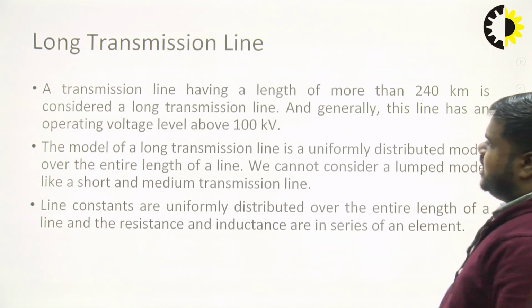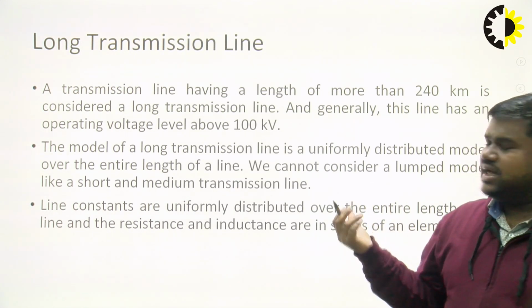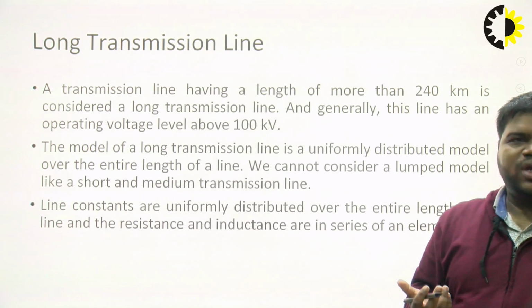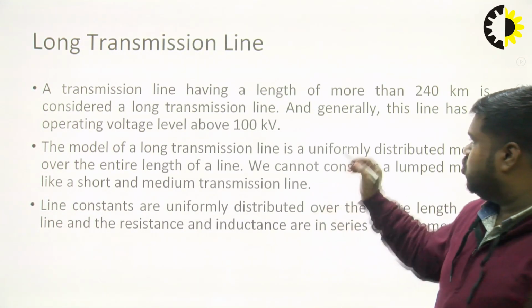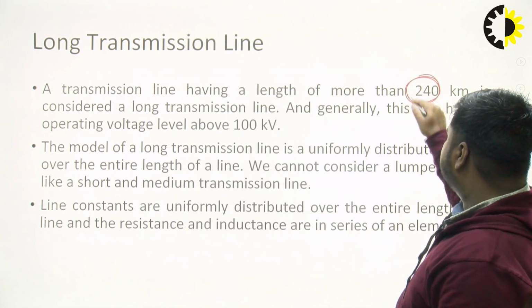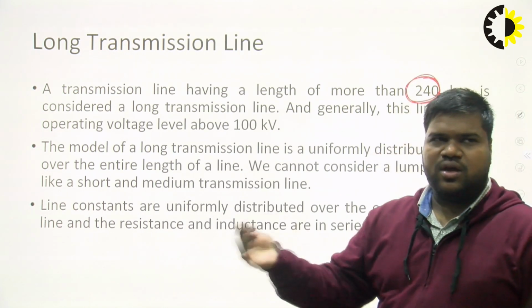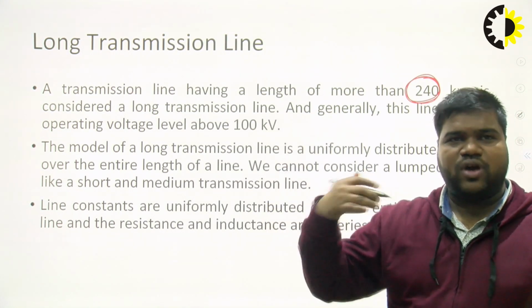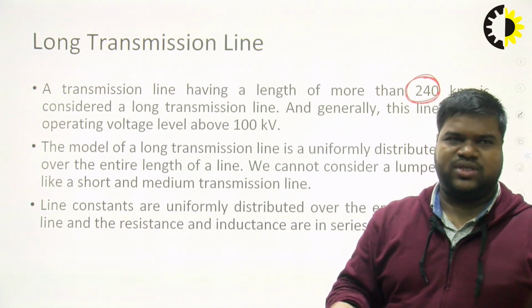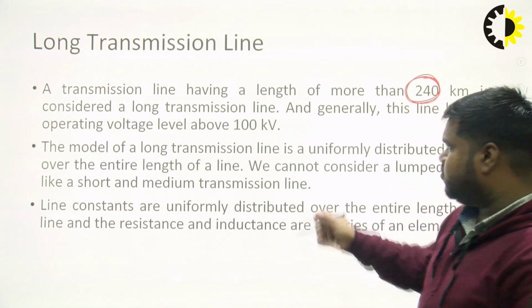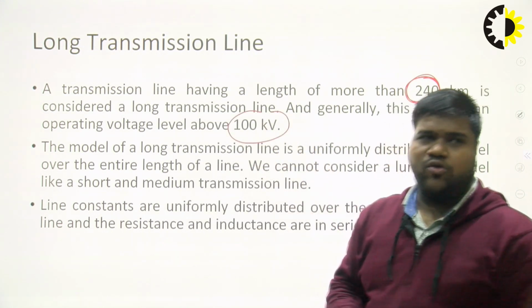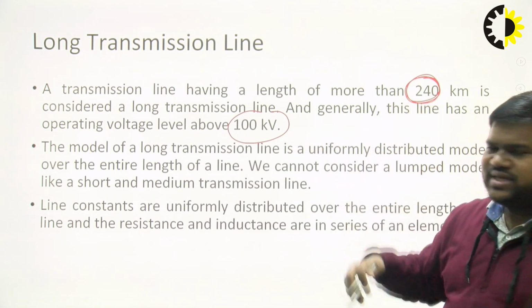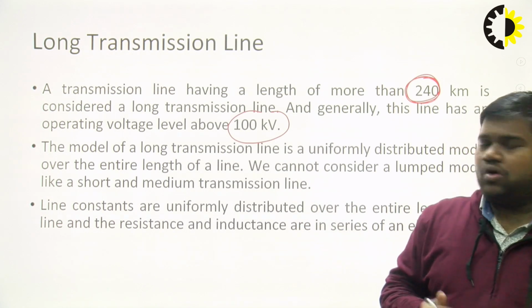A transmission line, I am considering the long transmission line, a transmission line having a length of more than 240 kilometer. So 240 kilometer range is a big range as compared to the other short and medium line. A transmission line having a length of more than 240 kilometer is considered as a long transmission line, and the operating voltage for it is around 100 kilovolt.